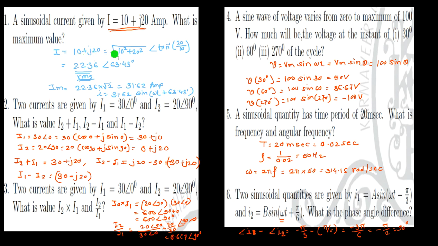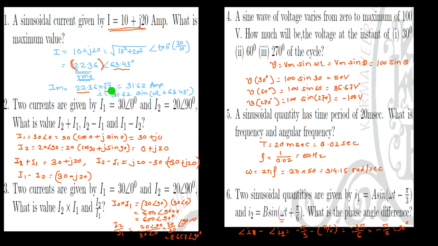For 10 plus j20, the polar form magnitude is the square root of real value squared plus imaginary value squared. So the square root of 10 squared plus 20 squared gives you 22.36, and the angle is tan inverse of 20 divided by 10, which gives 63.43. This represents the RMS value of the current. The maximum value is the RMS value into root 2, so 22.36 into root 2 gives you 31.62 ampere.